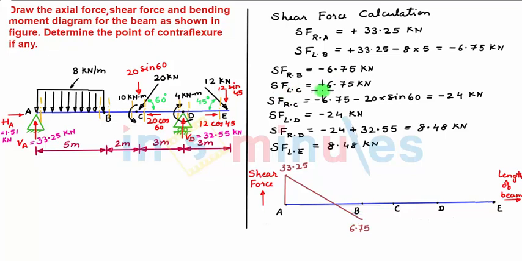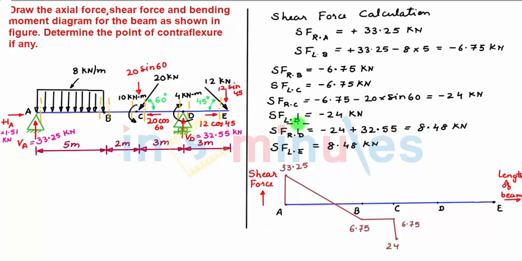Shear force towards left of C is minus 6.75 kilonewton and shear force towards right of C is minus 24 kilonewton. So first we plot minus 6.75 kilonewton below C. Let me connect it with a horizontal straight line. Then at point C, our shear force is changing to minus 24 kilonewton. So let me plot minus 24 kilonewton below point C. Let me connect this with a vertical line. So this is your minus 24 kilonewton shear force.